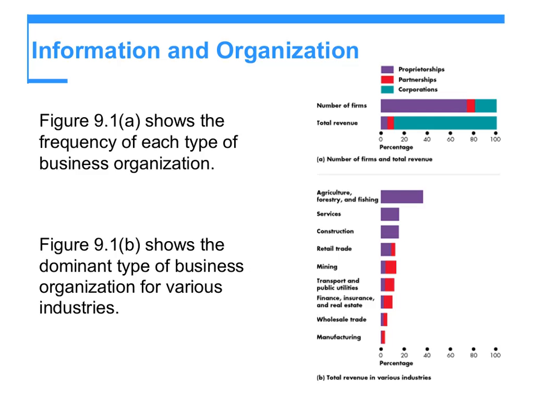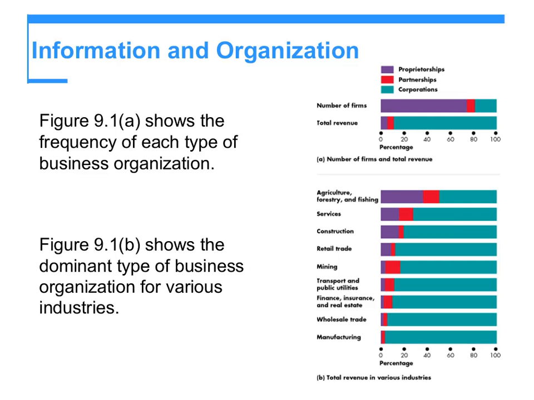So the first figure shows the frequency of each type of business organization, and the second one shows the dominant type of business organization for various industries. As you can see, in agriculture, forestry, and fishing, the number of proprietorships and corporations are almost the same, partners less. In services, you can see corporations are significantly higher. In construction, it is even higher.